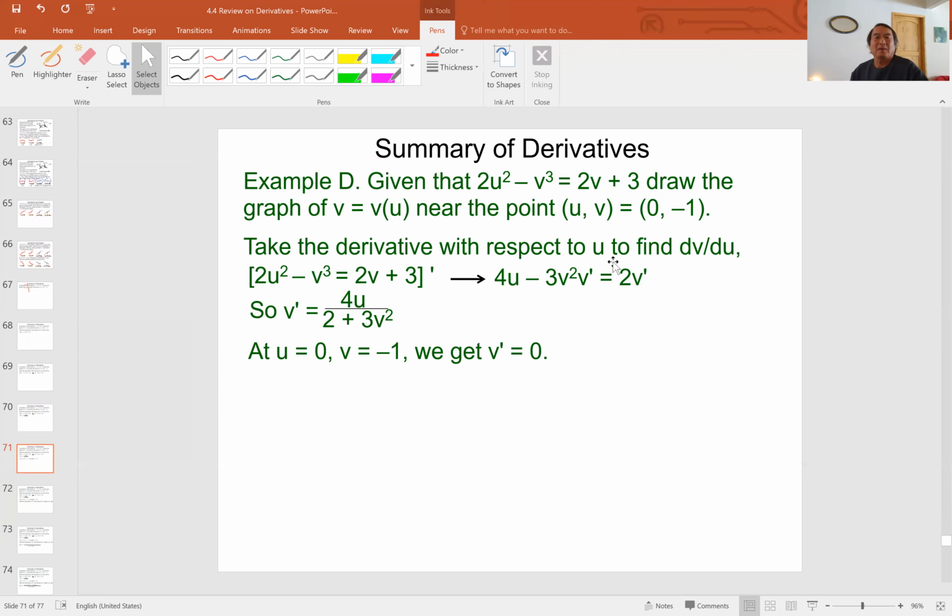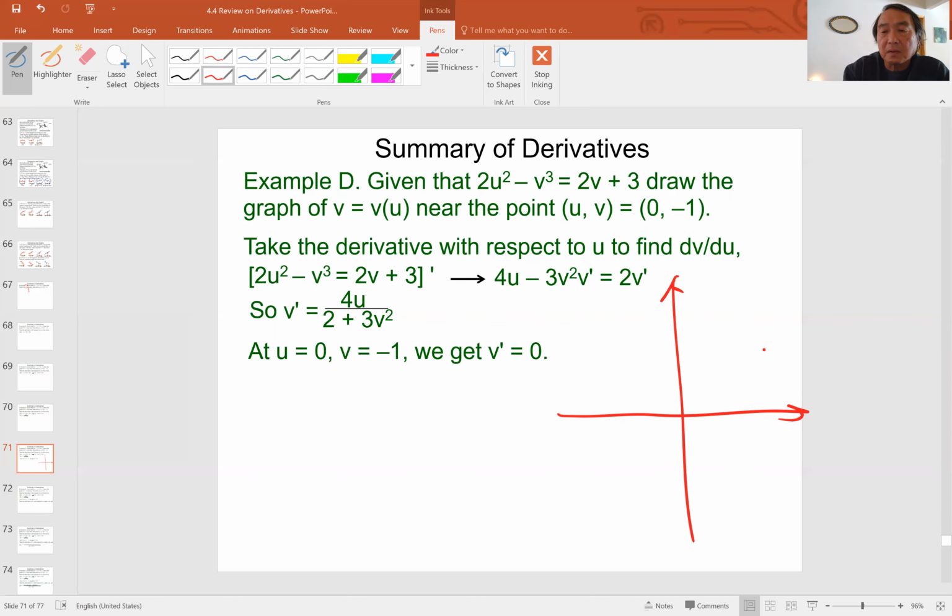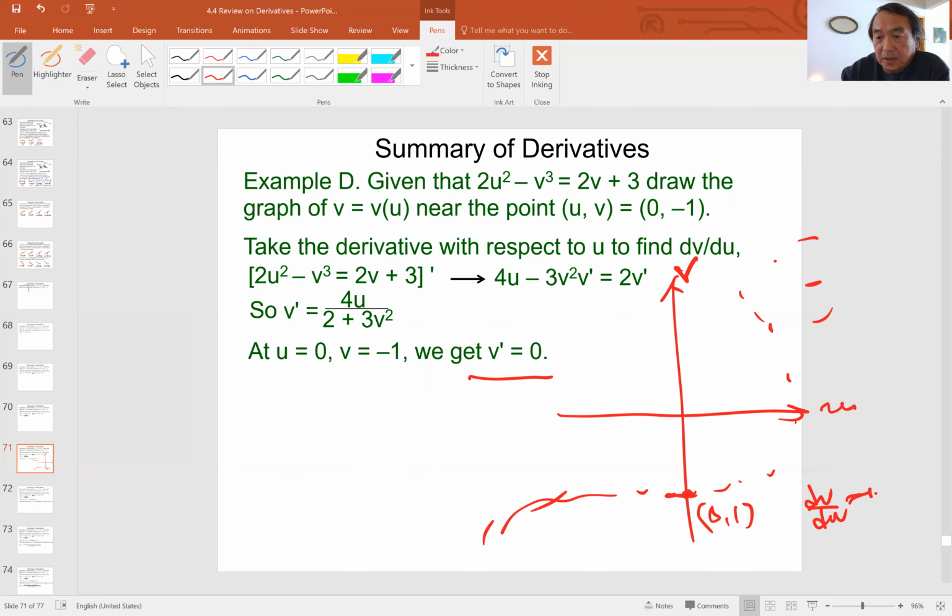So what does that mean? It means, first of all, we have a situation where u is viewed as the x, v is viewed as the y, and we have a point (0, -1) which is on the curve. The curve might be, I don't know what it is, but it passes through here and does something. Now the question is asking you to zoom in at that point and take a look at it. Tell me what the curve looks like. We have that dv/du at that point is 0.